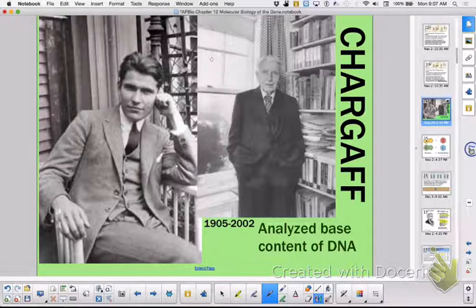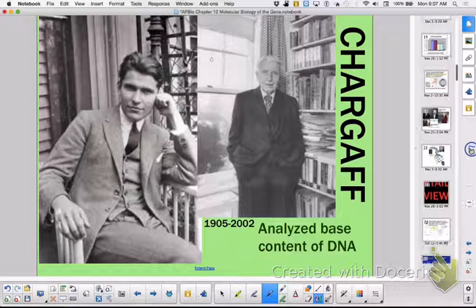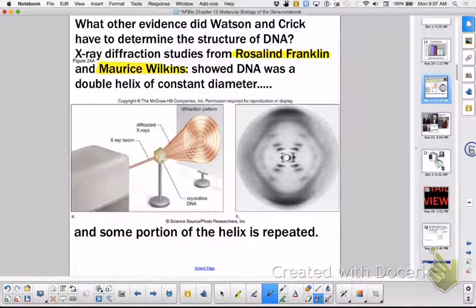Chargaff's rules. The amount of A, T, G, and C varies between species. However, in each species, the percentage of A's is going to equal the percentage of what? T's, and G's is going to equal C's. Good. Rosalind Franklin produced X-ray diffraction photographs, and showed that DNA is a helix, constant diameter, and has repeating portions.